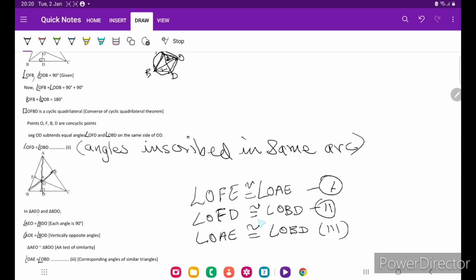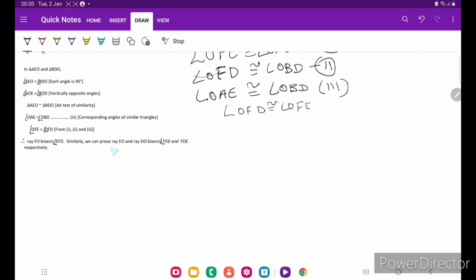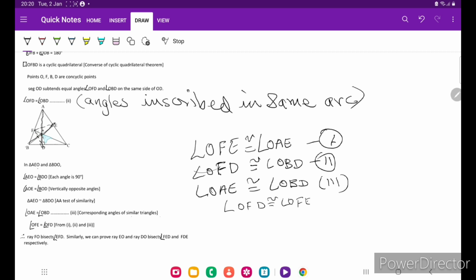So when you have both OAE equal to OBD, that means both right-hand sides are equal. Therefore both left-hand sides become equal. Therefore you'll write here angle OFD is congruent to angle OFE. OFD and OFE both become congruent to each other. Therefore, ray FO bisects angle DFE. Similarly, we can prove it for the other angles as well. And so you can say this point O is the incenter of triangle DEF.